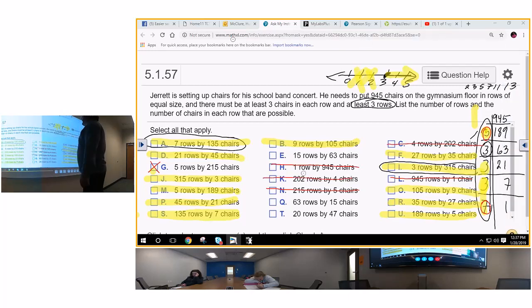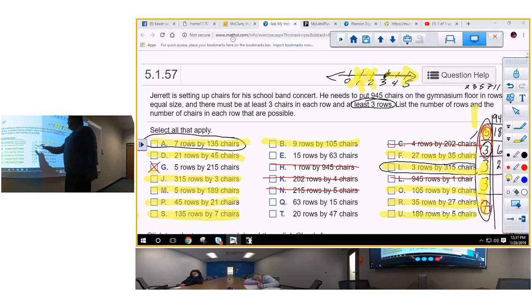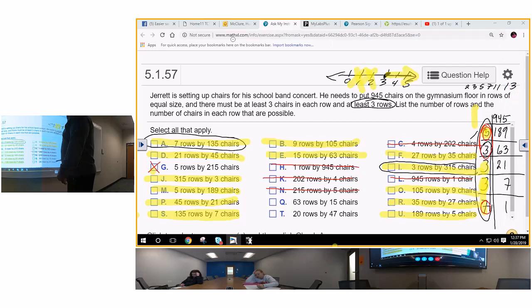All right, 15. 3 times 5 is 15. So what's this? 9 times 7 is what? 63. Does that work? Yeah. Yep. Y'all see the pattern? And 63 times.